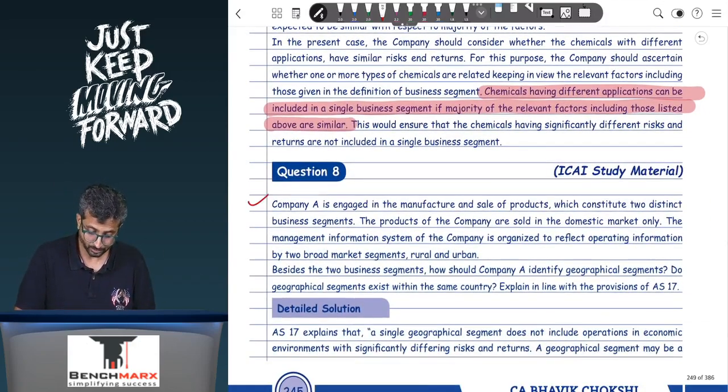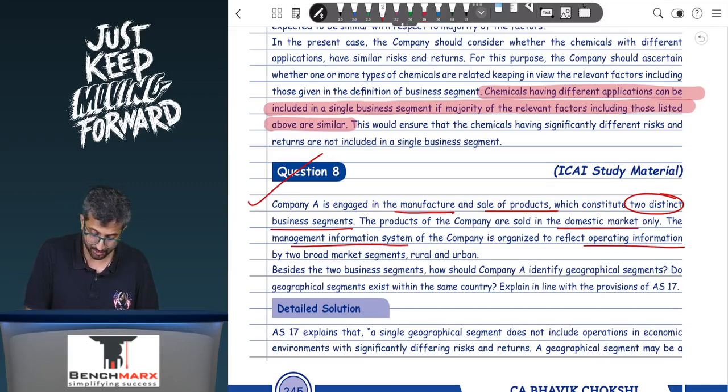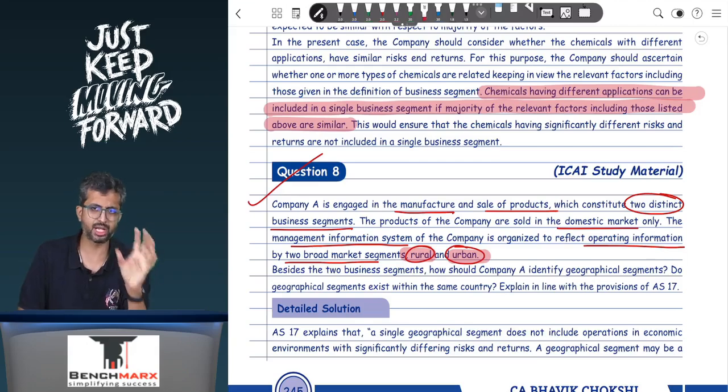Question number 8. Company is engaged in the manufacture and sale of products which constitute 2 distinct business segments. Okay, clearly it is told that there are 2 distinct business segments, like you are selling tractors and then let us say you are selling something else like software products. The products of the company are sold in the domestic market only. The management information systems is organized to reflect operating information by 2 broad market segments, that is rural and urban. Now the problem is, this is geography. Now when I look at products, that is tractors and software products, I will say that this is clearly 2 different business segments, but are there 2 geographic segments as well?